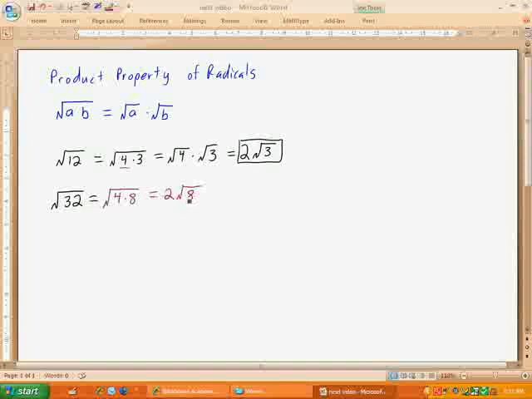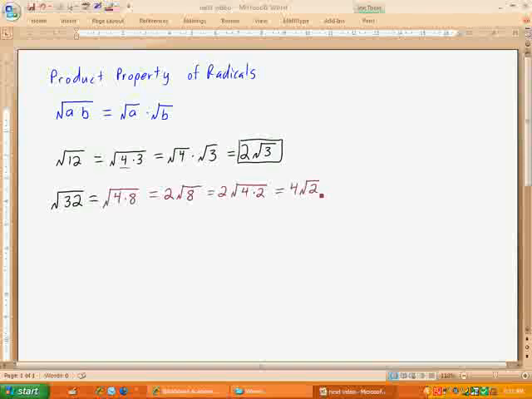Now if I had done this, then I need to make sure and look at this number, 8, and make sure that there are no perfect square factors of 8 as well. Now I realize that 8 is 4 times 2, which means that I'm going to need to do this again. So 8 is 4 times 2. Again, the square root of 4 is 2, so I can take that out, meaning I'll multiply by what's already in front here. So I'll have 4 times the square root of 2.